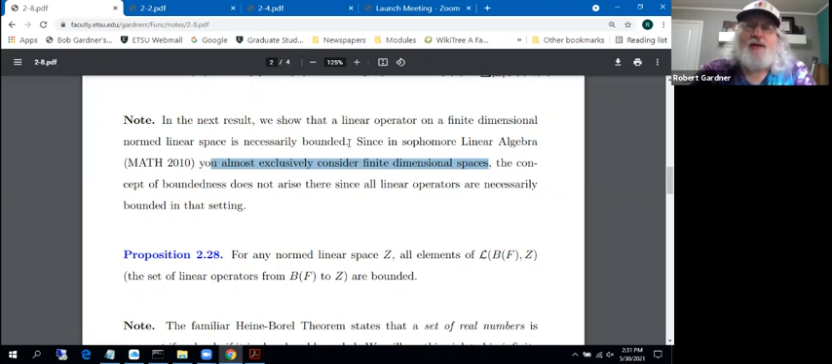All linear operators in sophomore linear algebra were bounded if you constrained yourself to finite dimensional spaces, and I'm sure you did, in the setting of linear operators. Linear transformations, possibly you called them. So there was no reason for this idea of boundedness to even be discussed in sophomore linear algebra. And if we stayed in finite dimensions in here, it wouldn't be an issue either. But we're here to do some infinite dimensional stuff.